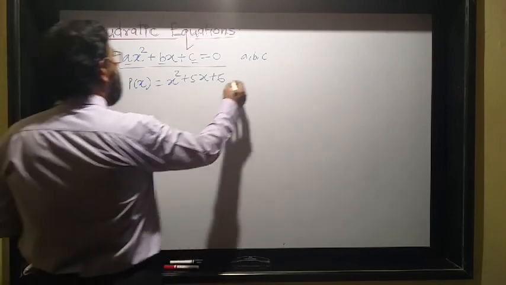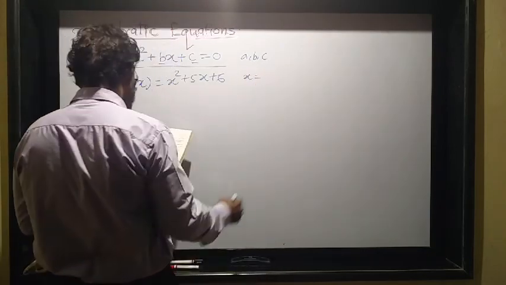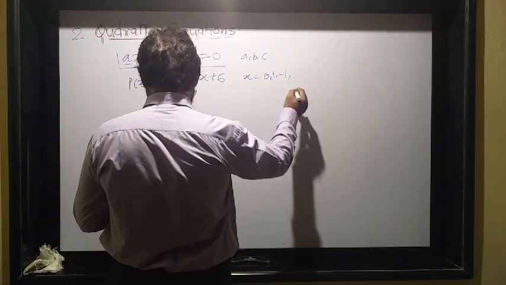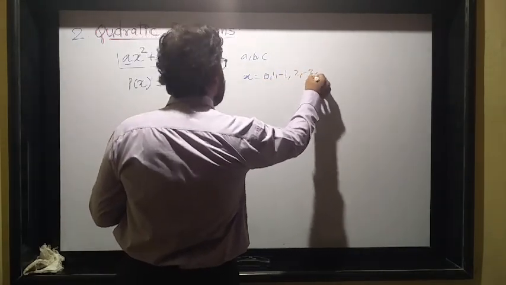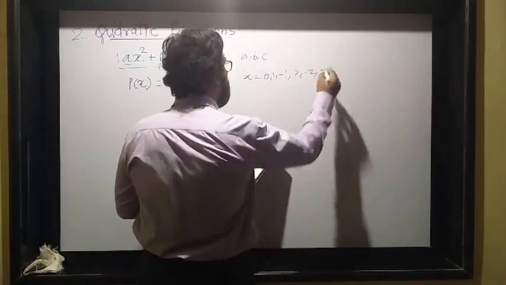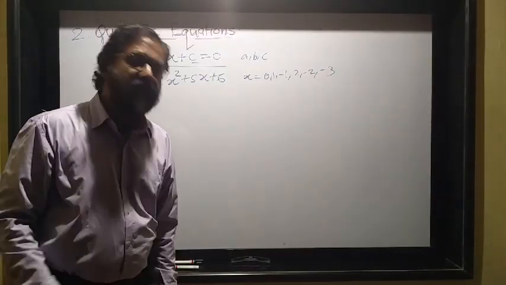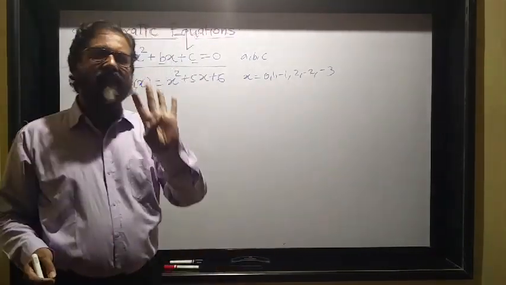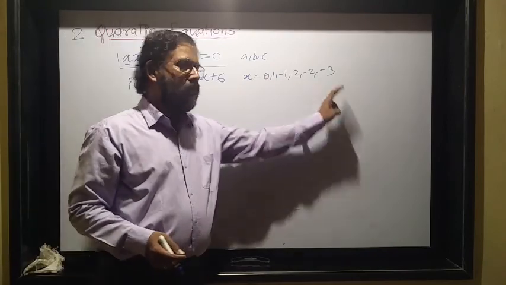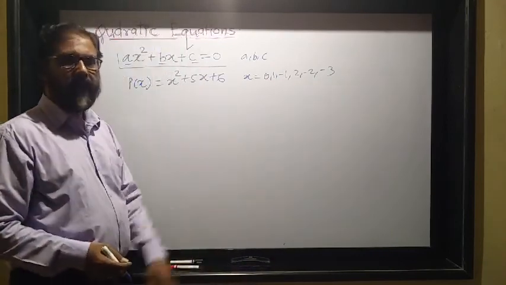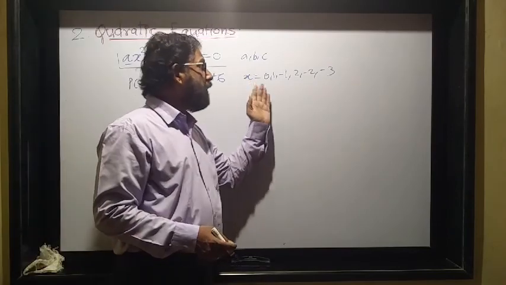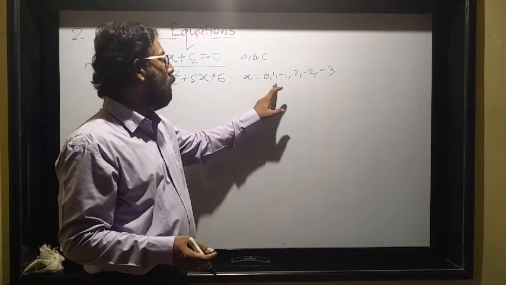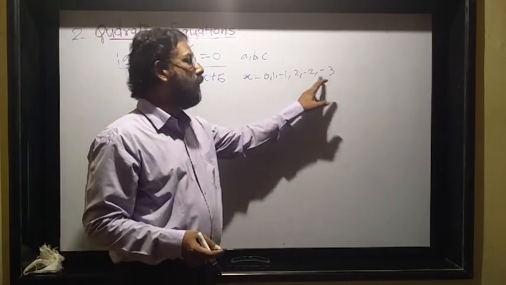And here it is given x is equal to 0, 1, minus 1, 2, minus 2 and 3. These are the values given. Now from this I told you that at least there are 2 zeros. Now we will see which value is a zero. The value of x is given 0, 1, minus 1, 2, minus 2 and 3.